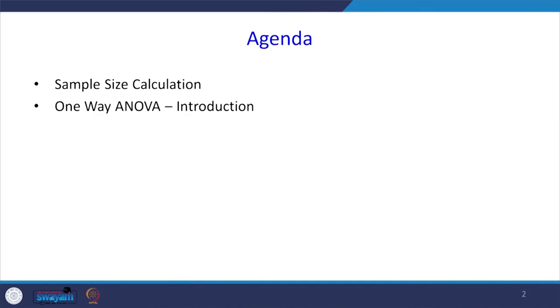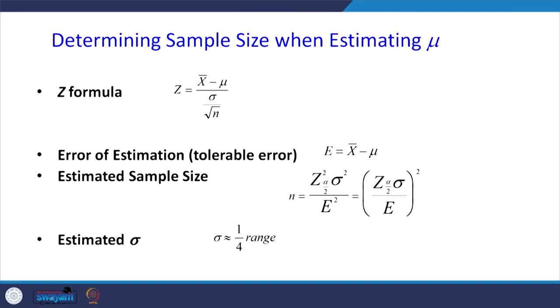After that we are going to see a very important topic, that is analysis of variance. So today's lecture plan is sample size calculation and one way ANOVA. Determining sample size with estimating mu.